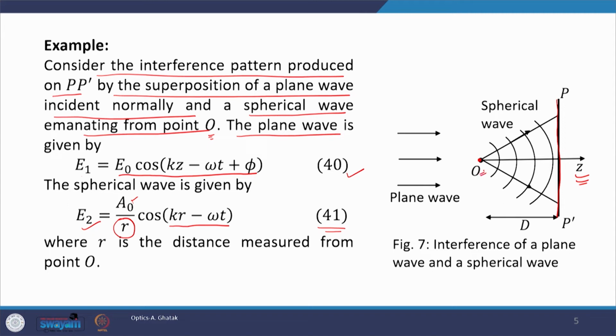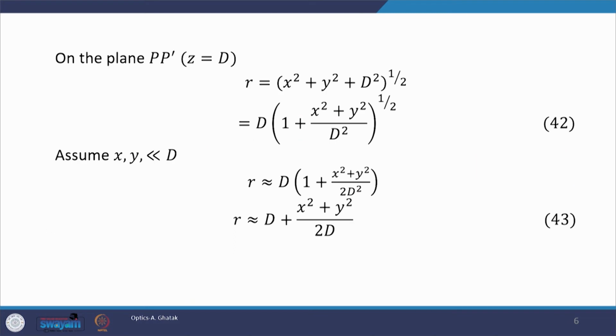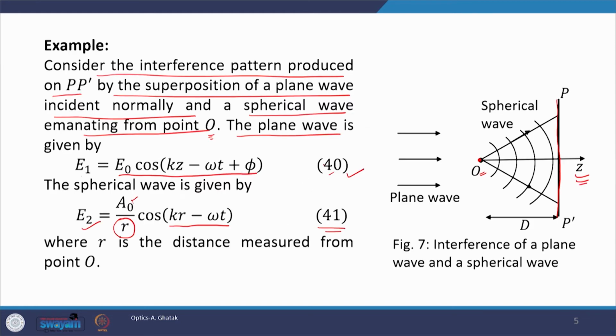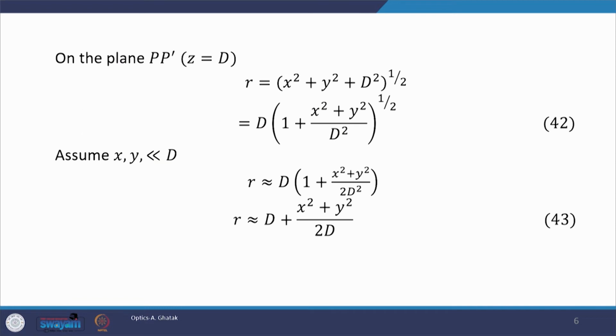Now, once we have the expression for the field, we will do some mathematics to simplify things, to express r in terms of x and y, because the plane wave is written in terms of z. We will also try to reduce the expression for the electric field of a spherical wave in the Cartesian coordinate system. Now, r can be expressed by this relation: square root of x square plus y square plus d square.